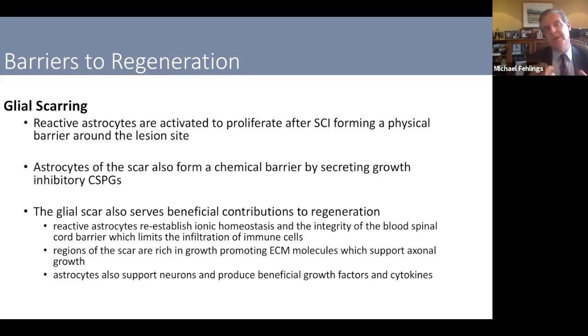And current areas of investigation are actually looking at this potential dual role of astrocytes, trying to differentiate those that inhibit regeneration from those that positively influence repair, regeneration, and plasticity.